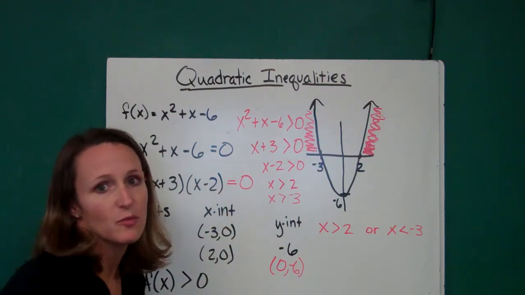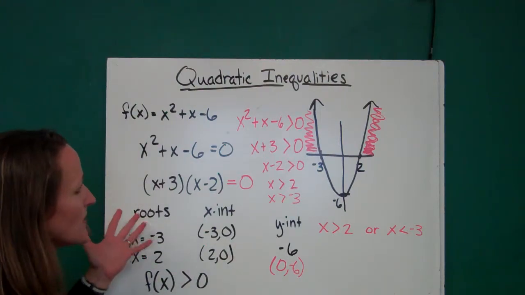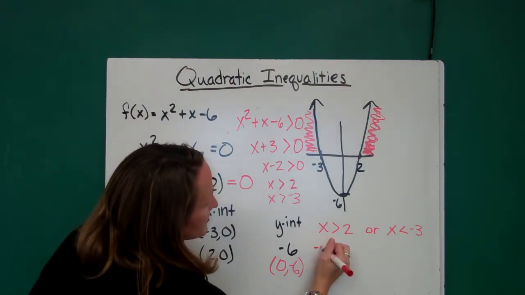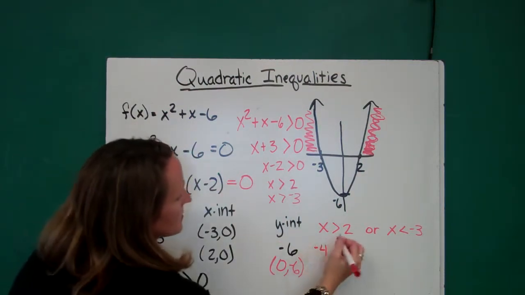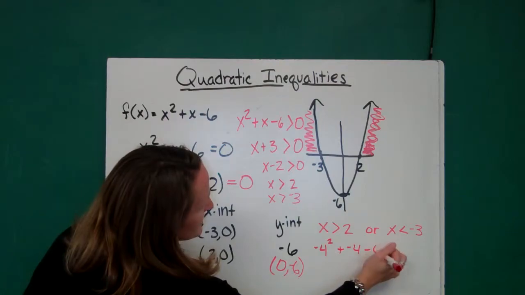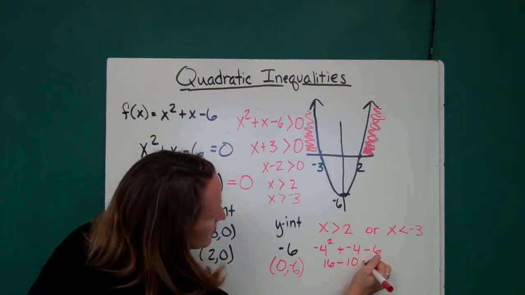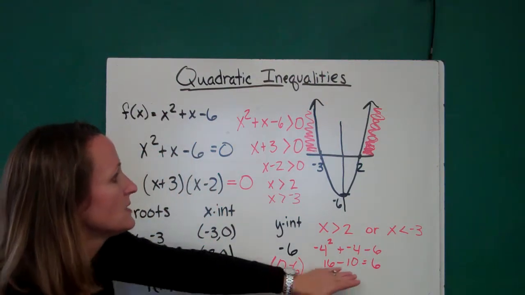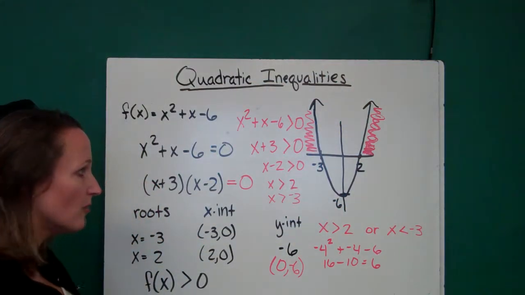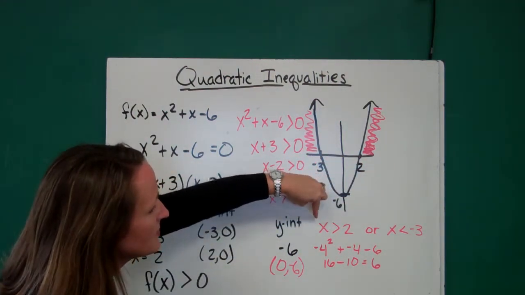And that's why we graph it when we're working these out, so that you can look at them. Now, if you want to test this theory, pick a number and plug it in. So what's a number less than negative 3? Negative 4 is less than negative 3. So if we plugged negative 4 into this equation, negative 4 squared plus negative 4 minus 6 is going to give you 16 minus 10, which gives you 6. Well, 6 on the x-axis is going to fall way over here, which is definitely greater than 0.